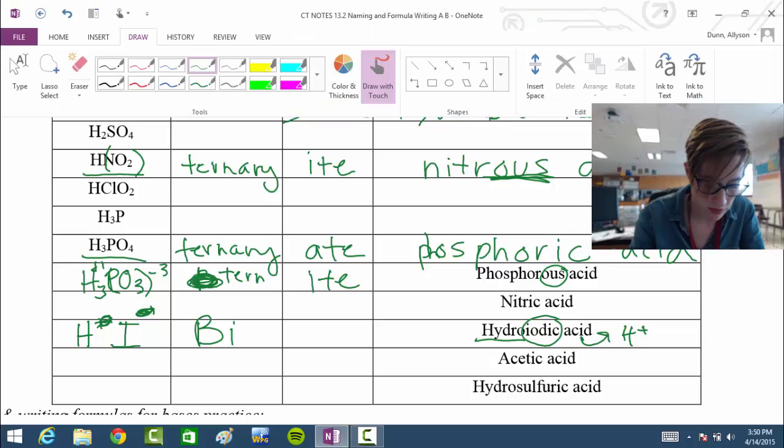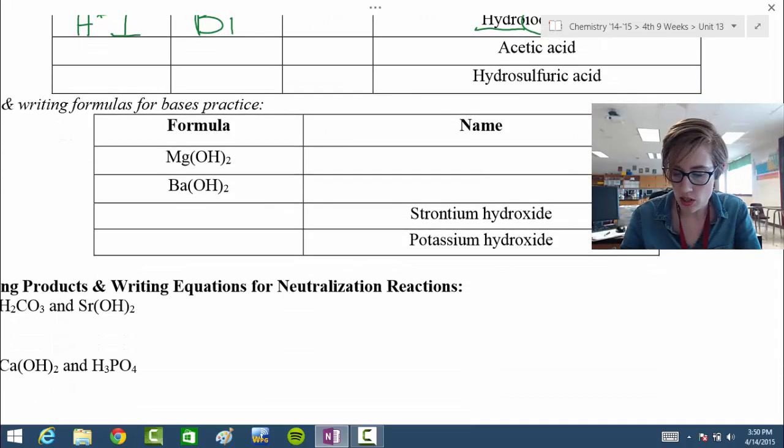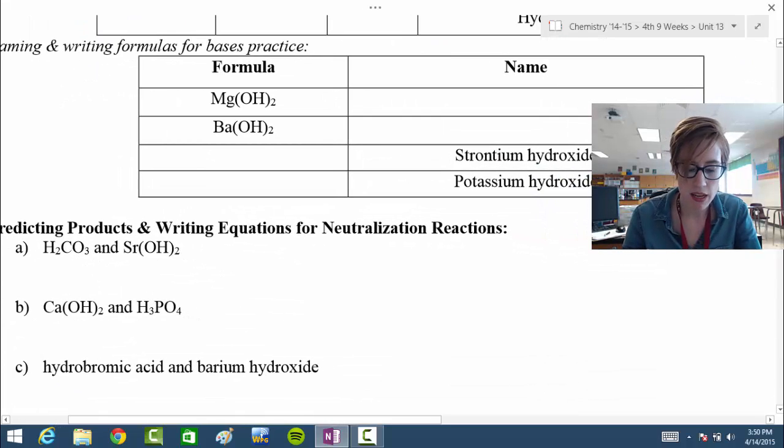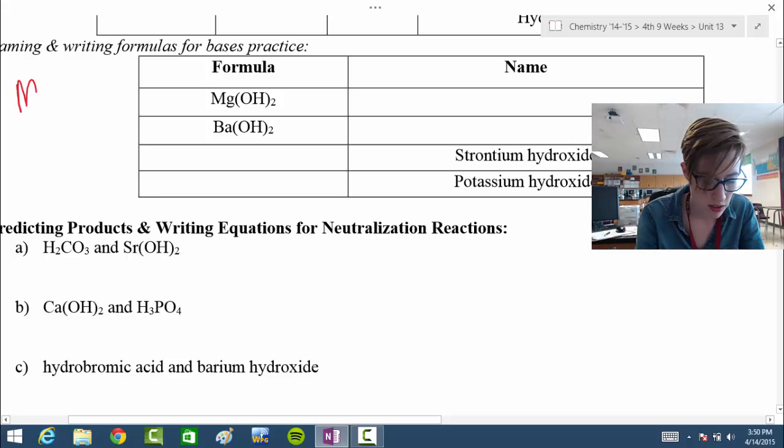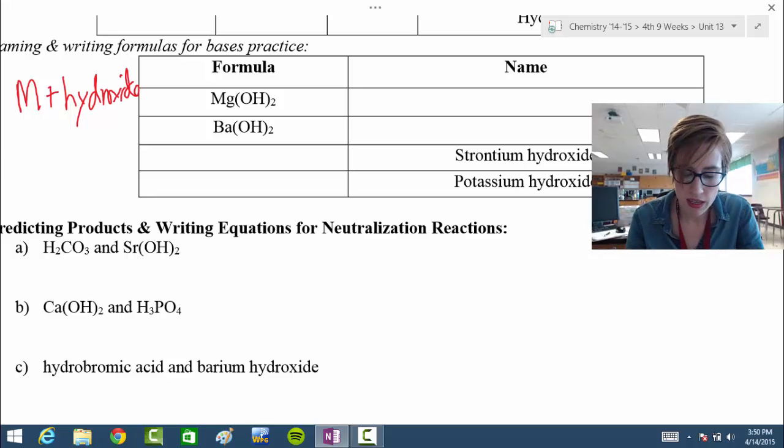Now let's go down to bases. Bases are actually easier than acids because it's just like naming an ionic compound. Basically, you name the metal, and then you say hydroxide at the end, okay? So this one is going to be named magnesium, and then I'll put hydroxide at the end.